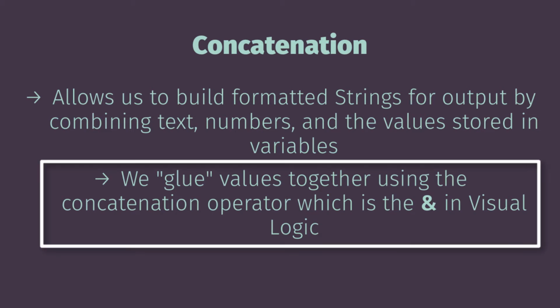Concatenation is the name for this process of creating output from different pieces within our program. In the initial programming environment that we use this semester, Visual Logic, the concatenation operator is the ampersand. We're going to use the ampersand as the mortar that glues each piece of our sentence together. We'll see how that works in a second.